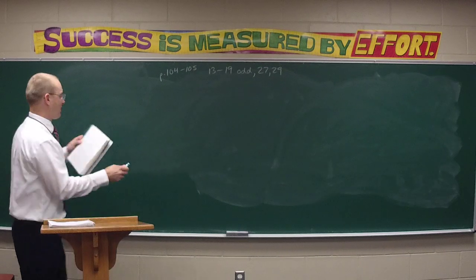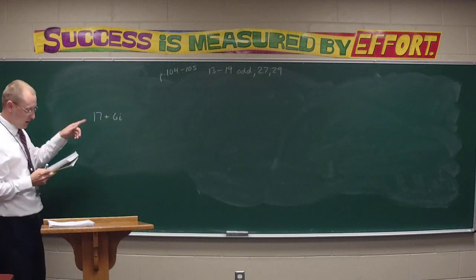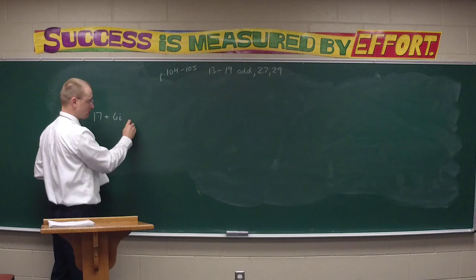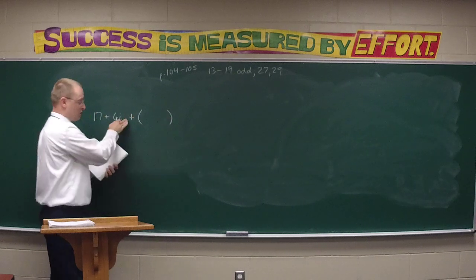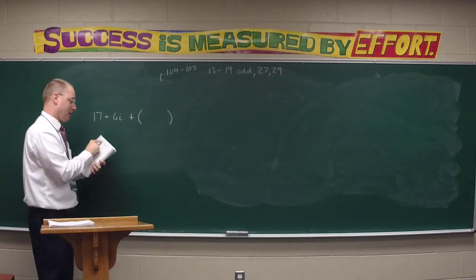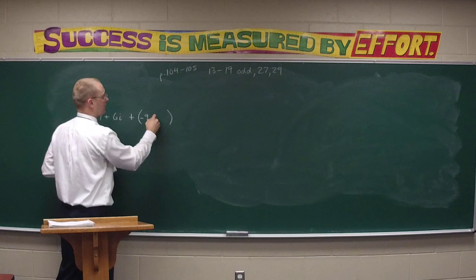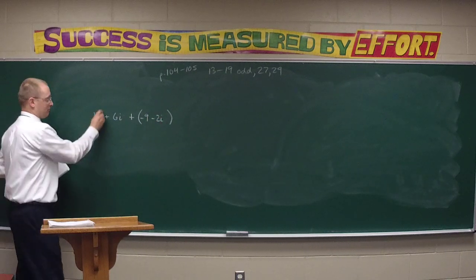So, we got our 17 plus 6i, but it says subtract. I'm like, no, no, no, I don't do that. I don't subtract. I don't put a minus sign. I put a plus sign. But I don't just change that. I also change here. So I don't write 9 plus 2i. I put negative 9 minus 2i. There we go. And now I go right back to what I did before. I just had the real.